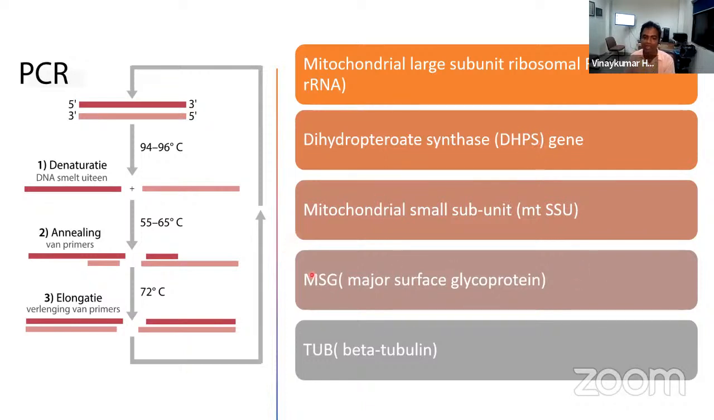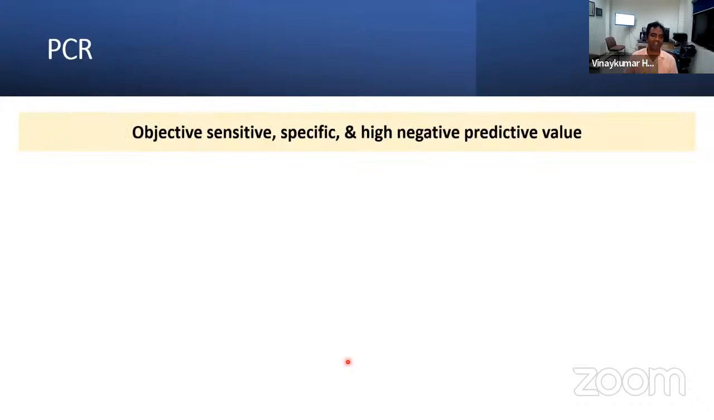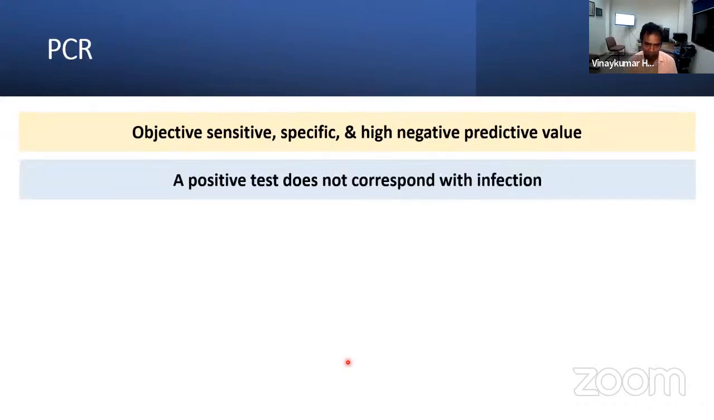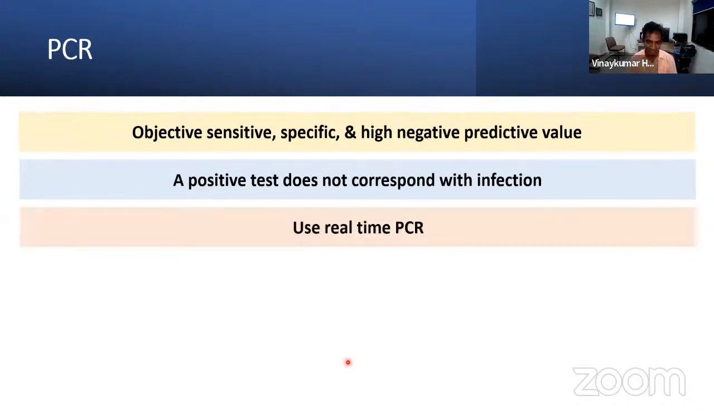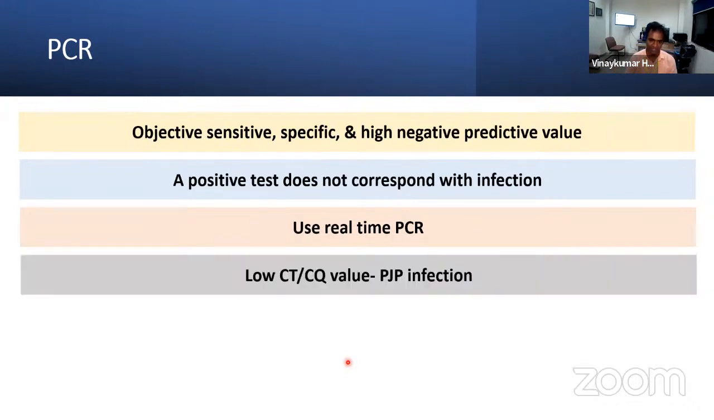There are also papers that have used MSG and beta tubulin. Now the advantages of PCR are that it is objective, sensitive, specific, and has a very high negative predictive value. But a positive test does not correspond with infection. Remember this, a positive PCR for Pneumocystis jirovecii does not mean that the patient is infected. And it is always recommended to use real-time PCR rather than nested or conventional PCR.